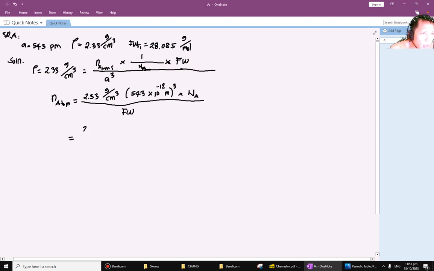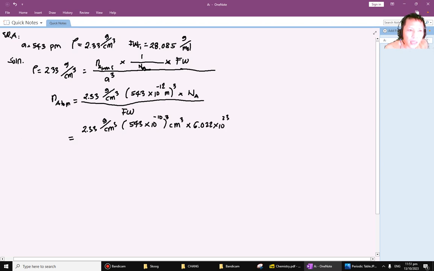So substitution again, 2.33 grams per cubic centimeter. Then we will 543 times 10 to the negative 10, just like we did with the other problem in the last video. So that negative 2 would be centi, and then it will go out. That would be a cubic centimeter now. So look at the video before this one, because it will tell you how come it becomes a cubic centimeter. And then we substitute our Avogadro's number, which is 6.022 times 10 to the 23.